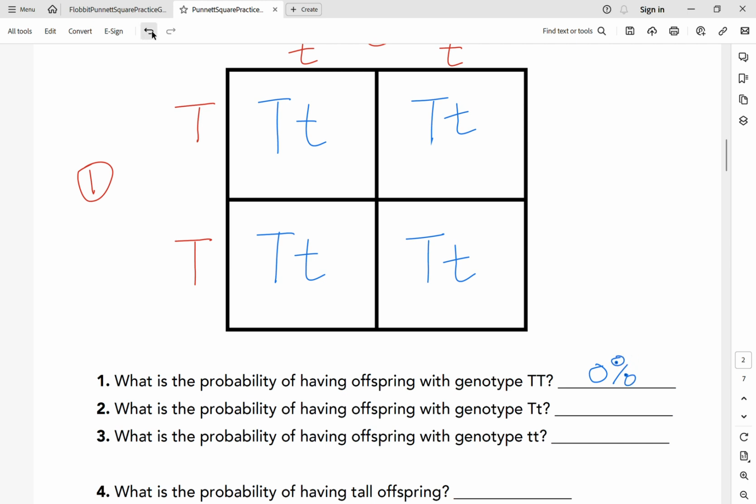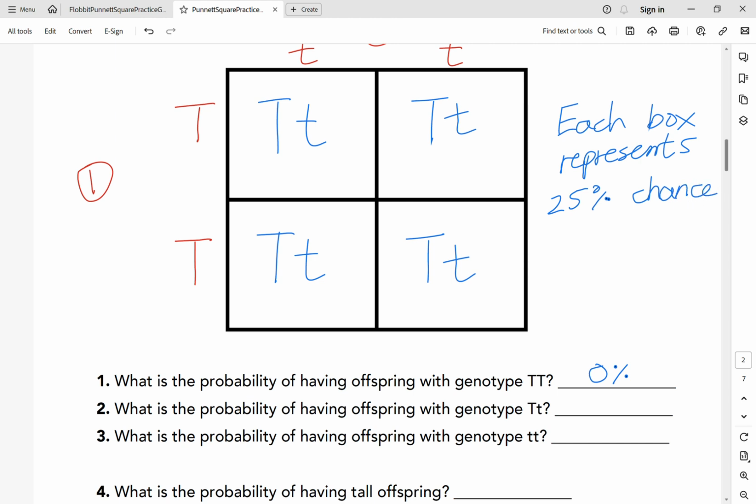I don't know why I did that. We'll just do two dots. There you go. Okay. So remember, each box represents 25% chance. Oops, that's not how you spell chance. A-N-C-E.